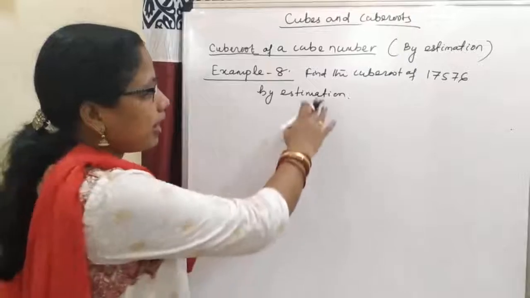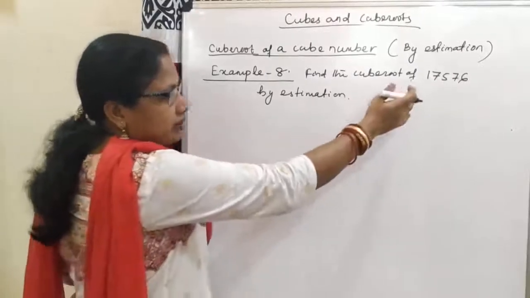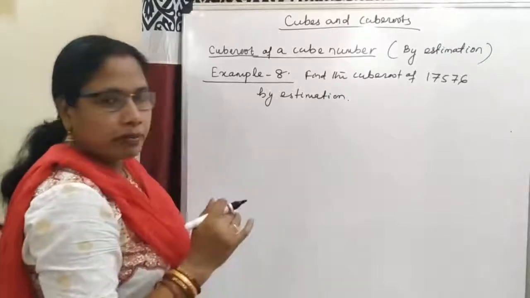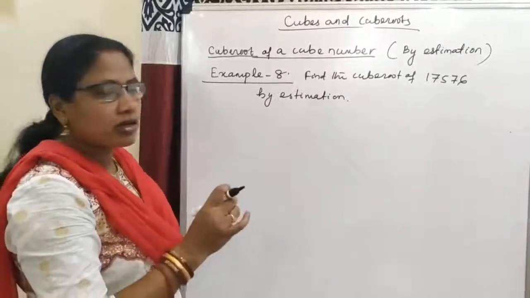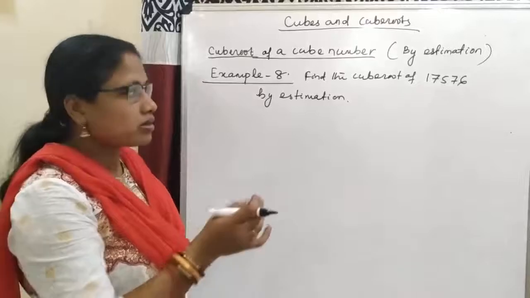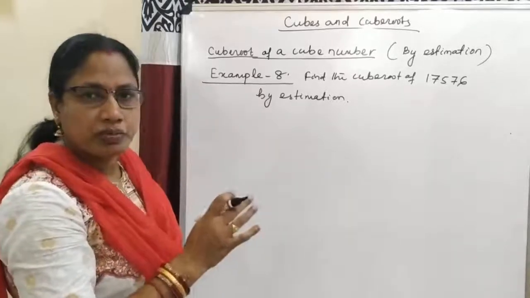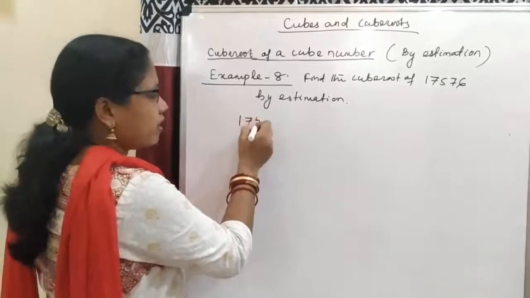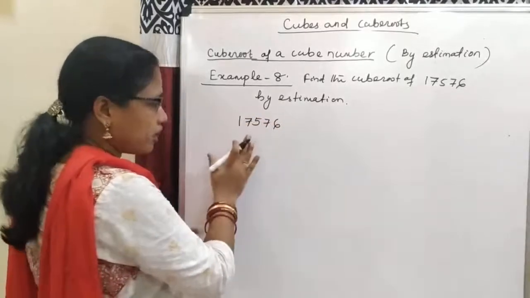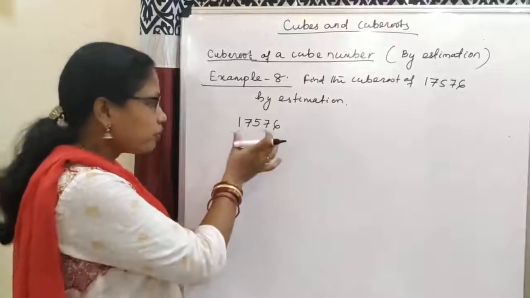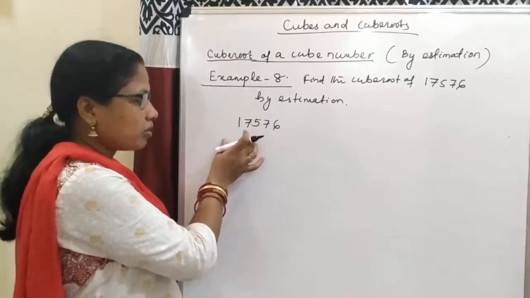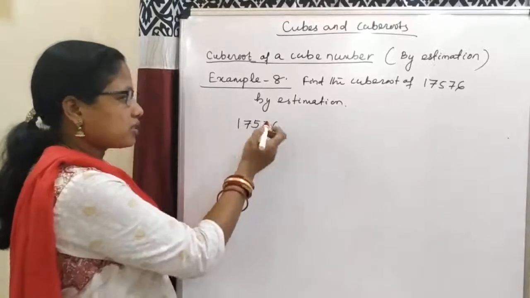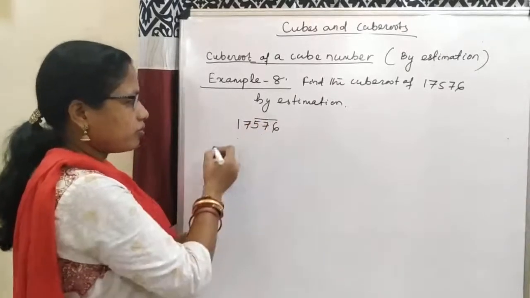Next example, find the cube root of 17,576 by estimation. If the question is asked to find the cube root by the method of estimation, that number must be a perfect cube. So here 17576. The first step is we have to group the digits of this number into 3 digits from the ones place. So here I have grouped like this.